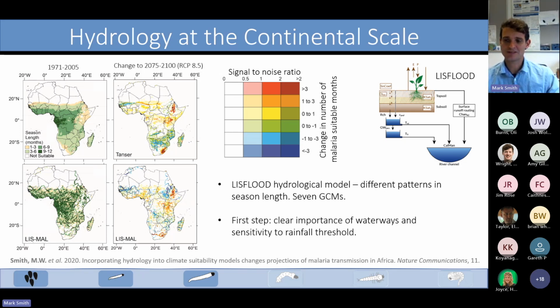But one thing to say is that there was a big sensitivity to the rainfall threshold used in these rainfall-driven approaches, and yet a big uncertainty as to what that should be, looking at the different models in the literature.